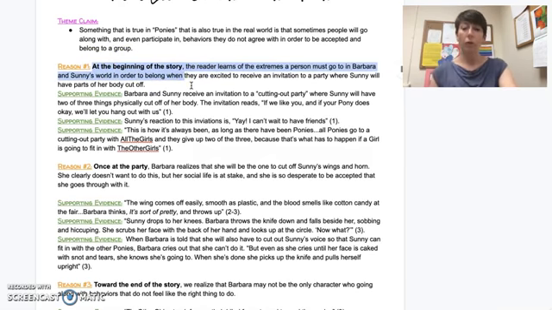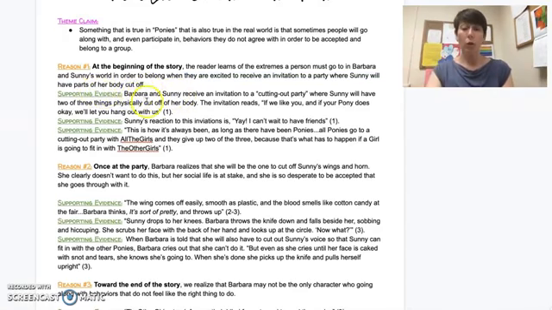So take a look at what I wrote here. This is all directly connecting the story to my theme claim. At the beginning of the story, the reader learns of the extremes a person must go to in their world in order to belong. Well, look back to some of the same words from my theme claim, belong. Sometimes people will go along with, even things they don't agree with. So that's my reference here to the extremes a person must go to in order to belong. And then I get really book specific and I explain what it is in the story that is the example of that extreme. Okay, great.